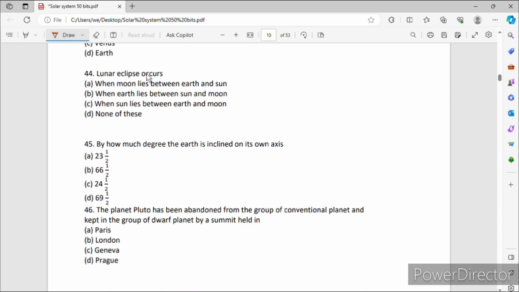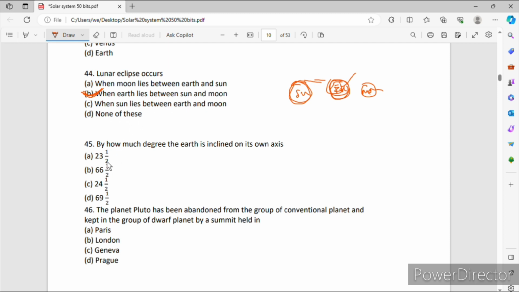Next one is, lunar eclipse occurs. There is a sun and there is a moon, and if the Earth comes in between, the sun's rays will not fall directly onto the moon. That means the shadow of the Earth will be formed over the moon, and that is called a lunar eclipse. So when the Earth lies between the sun and moon, that is the position of a lunar eclipse. So the 44th answer is B.